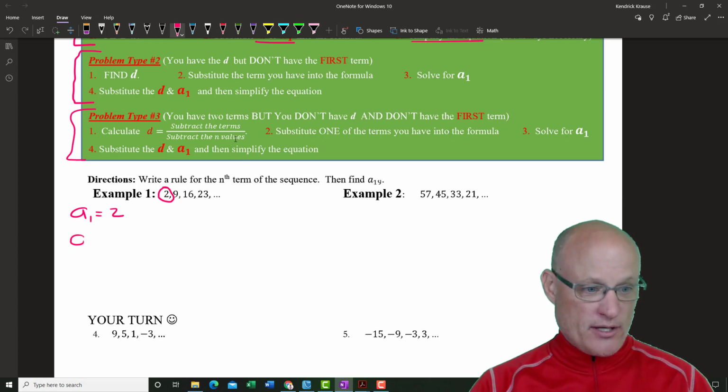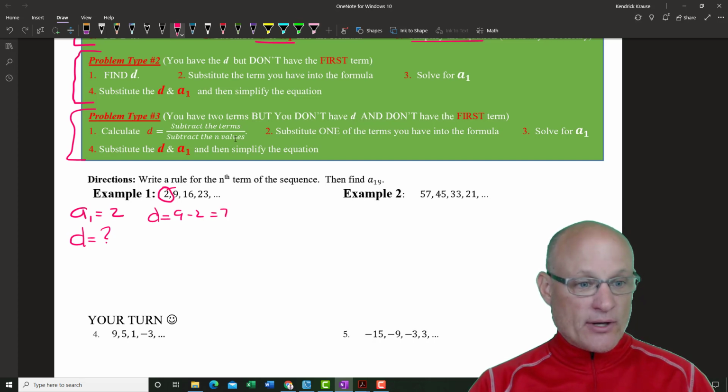We have A sub 1. We just don't have D. But D is easy to find. You go D equals 9 minus 2, 7. And check it. Are we going up by 7? Yep. Up by 7? Yep. Up by 7? Yep. So we found D.